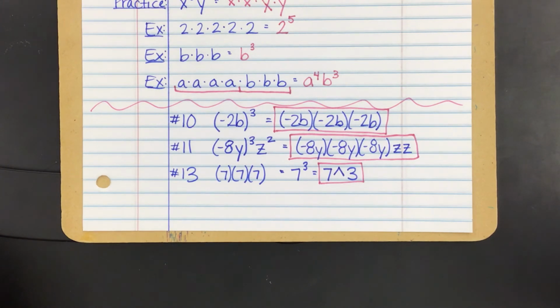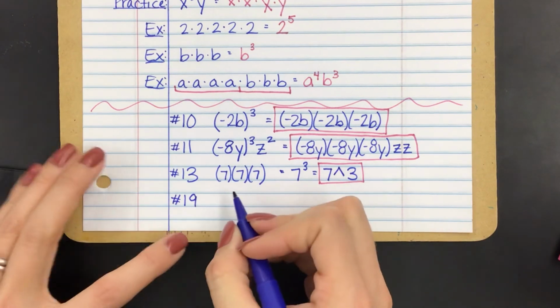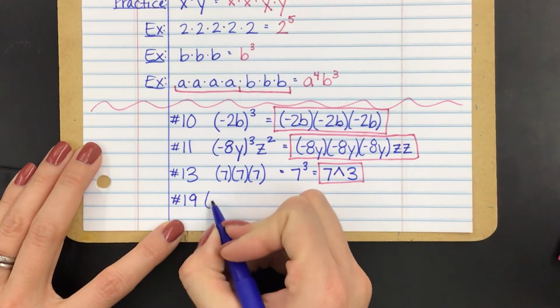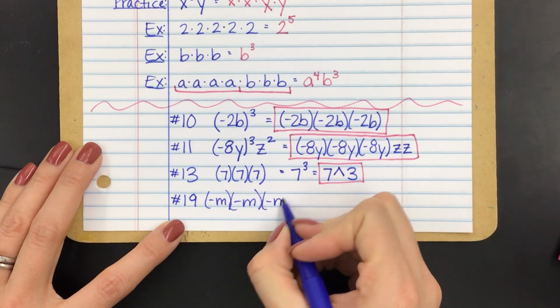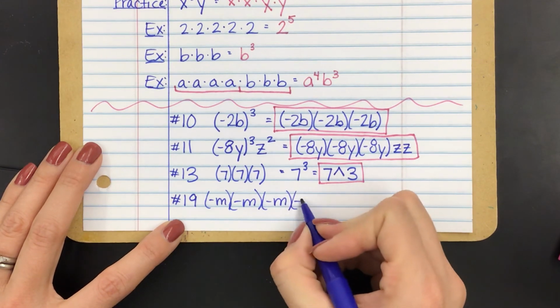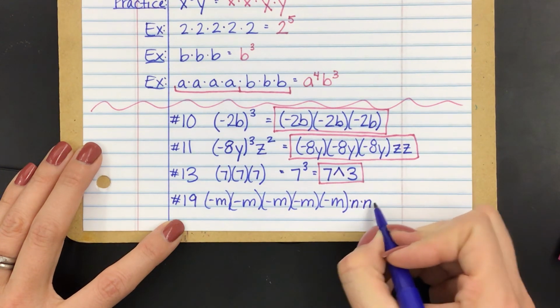Okay, let's take a look at another one. Which one should we do? Anyone have one that they're particularly interested in? 19. Absolutely. Okay, number 19. This is what it looks like in your homework. Negative n times negative m times negative m times negative m times negative m times n times n times n.